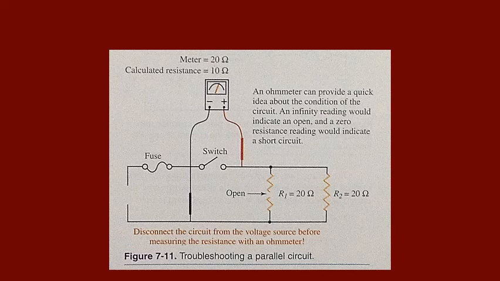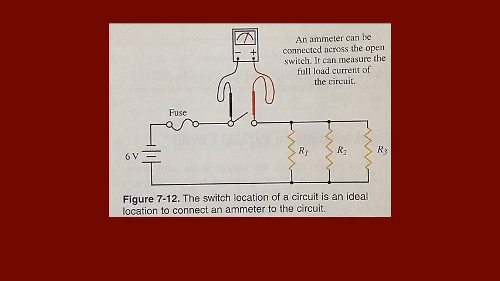Another method of troubleshooting uses current readings taken at each resistor location. First, the total current for the circuit is calculated. Then this value is verified with an ammeter. See figure 7-12. Using an ammeter, a current reading can be taken across an open switch. This reading is then compared to the calculated total current. An open resistor would draw no current, while a good resistor would.